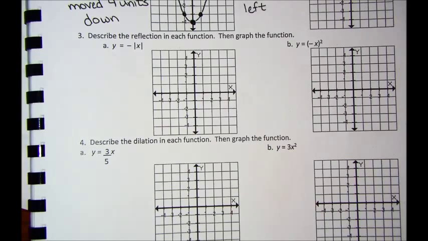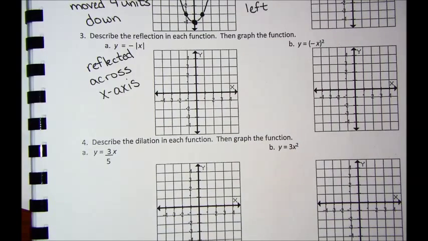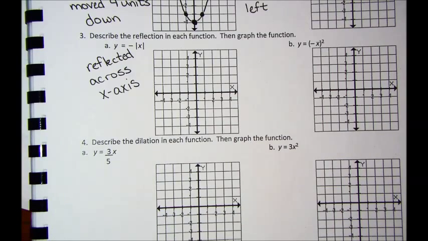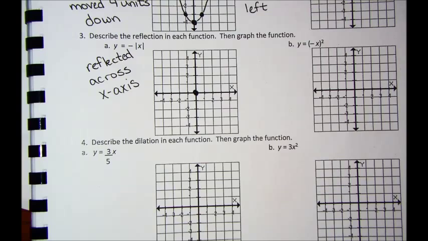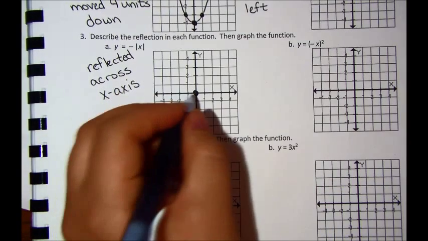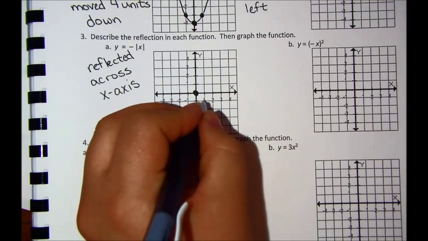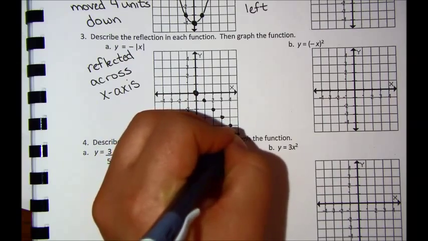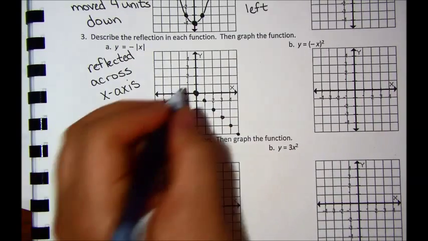Describe the reflection in each function, then graph the function. For part A, the entire parent function is being multiplied by a negative. That means it's a reflection across the x-axis. What is my h and k value? 0 and 0. So then what is my slope? Slope is -1, so down 1, right one. How do I get the other side? Flip it. Down one, left one.